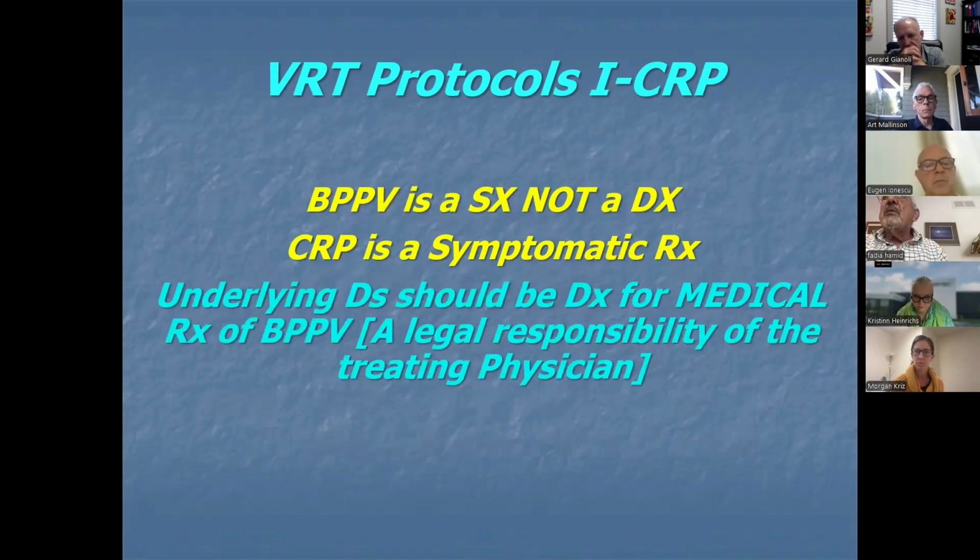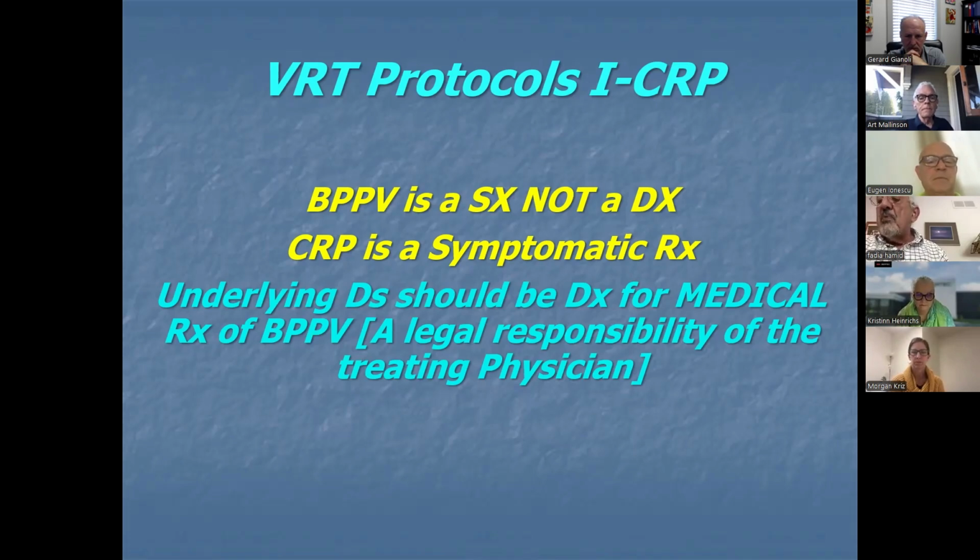I keep saying this, I have been saying this for years, but it still needs to be distributed widely. Benign paroxysmal positional vertigo is not a diagnosis. It's a symptom of many diagnoses that can affect the ear.